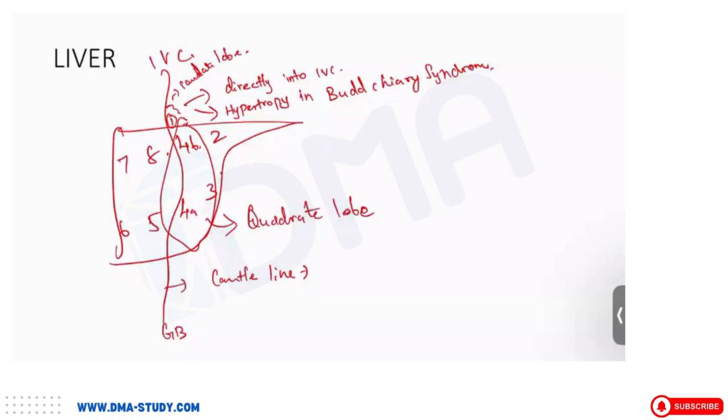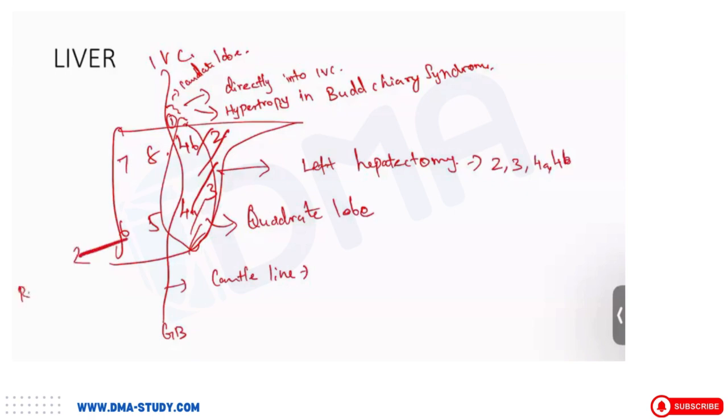So this is the right and this is the left. Now tell me, which segments do you remove in a left hepatectomy? Come on, people. You remove the entire left portion. What are the segments you remove? 2, 3, 4A and 4B. Correct? Am I right or wrong? Similarly, in a right hepatectomy, you may remove 5, 6, 7, 8. Now here comes the extended left hepatectomy.